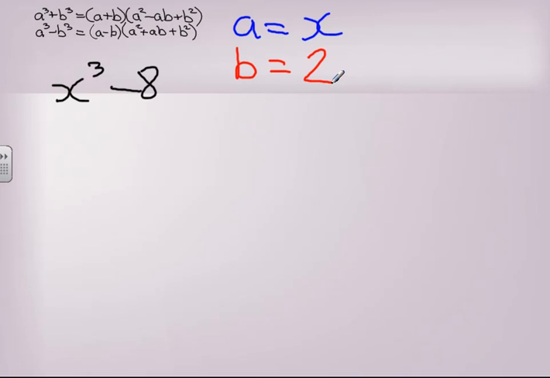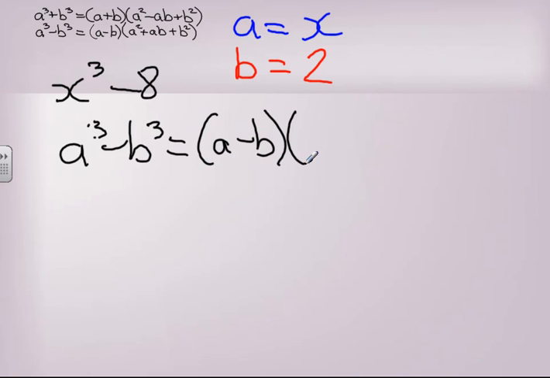So let's start putting it into our equation. Since I have a negative, I'm working with a cubed minus b cubed equals a minus b times a squared plus ab plus b squared. This one should be a plus right here, and this one should be b squared.